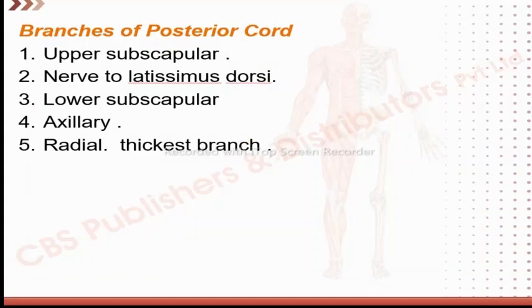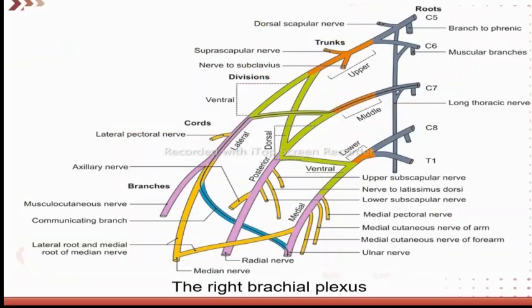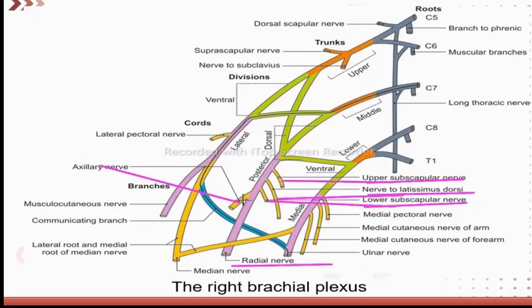Now the branches from the posterior cord: upper subscapular nerve, nerve to latissimus dorsi, lower subscapular nerve, axillary nerve, and the posterior cord continues as the radial nerve. These are the branches of the posterior cord.